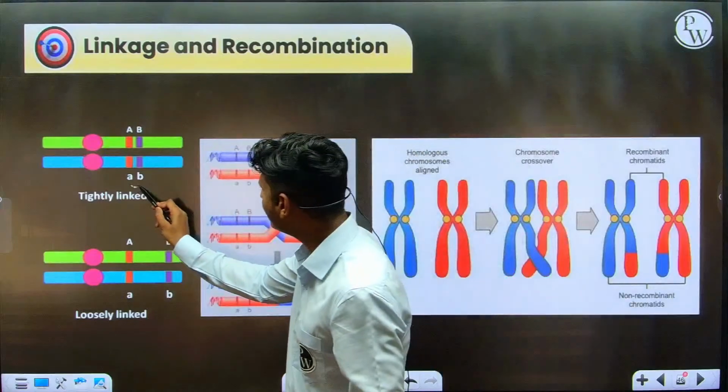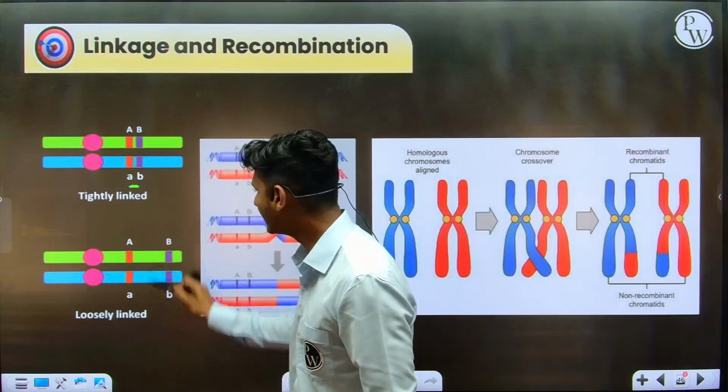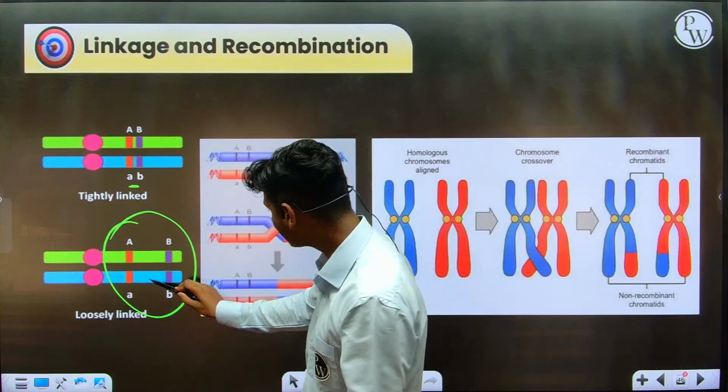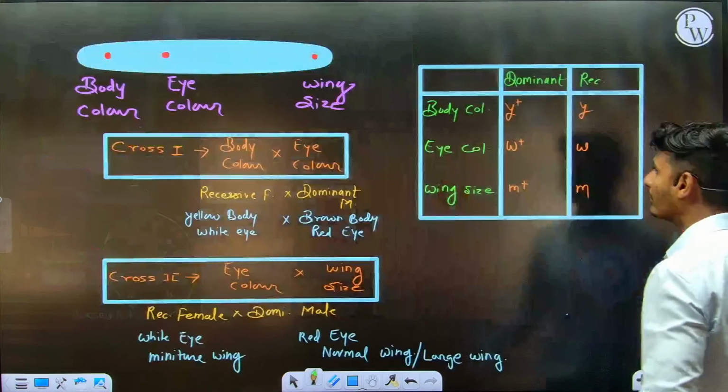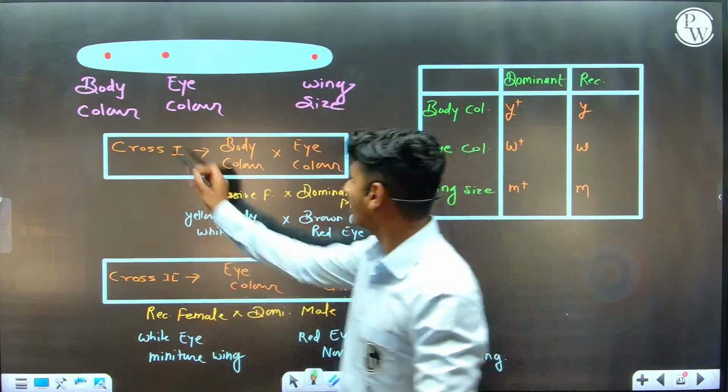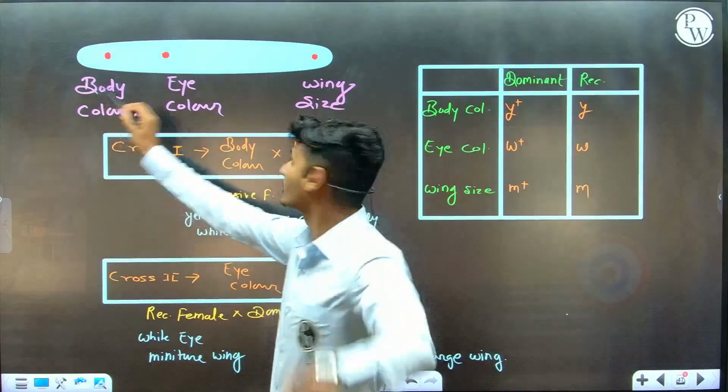Those are the tightly linked genes and those are the loosely linked. So crossing over takes place in these genes. The possibility of crossing over is highest in this link because they are far away from each other. By Morgan's experiment, we are going to study these 3 characters on the X chromosome. This is the X chromosome.